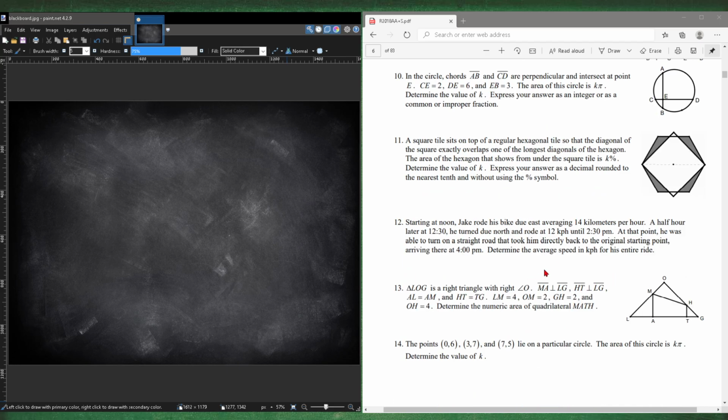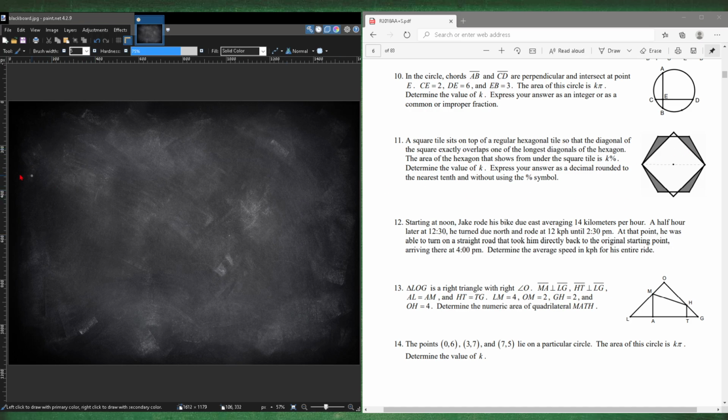Okay, number 11. A square sits on the top of a regular hexagonal tile so that the diagonals of the square exactly overlap one of the longest diagonals of the hexagon. So like this. The area of the hexagon that shows from under the square is k%. Determine the value of k. So they're asking to find the proportion of basically the shaded area over the entire area of the hexagon.